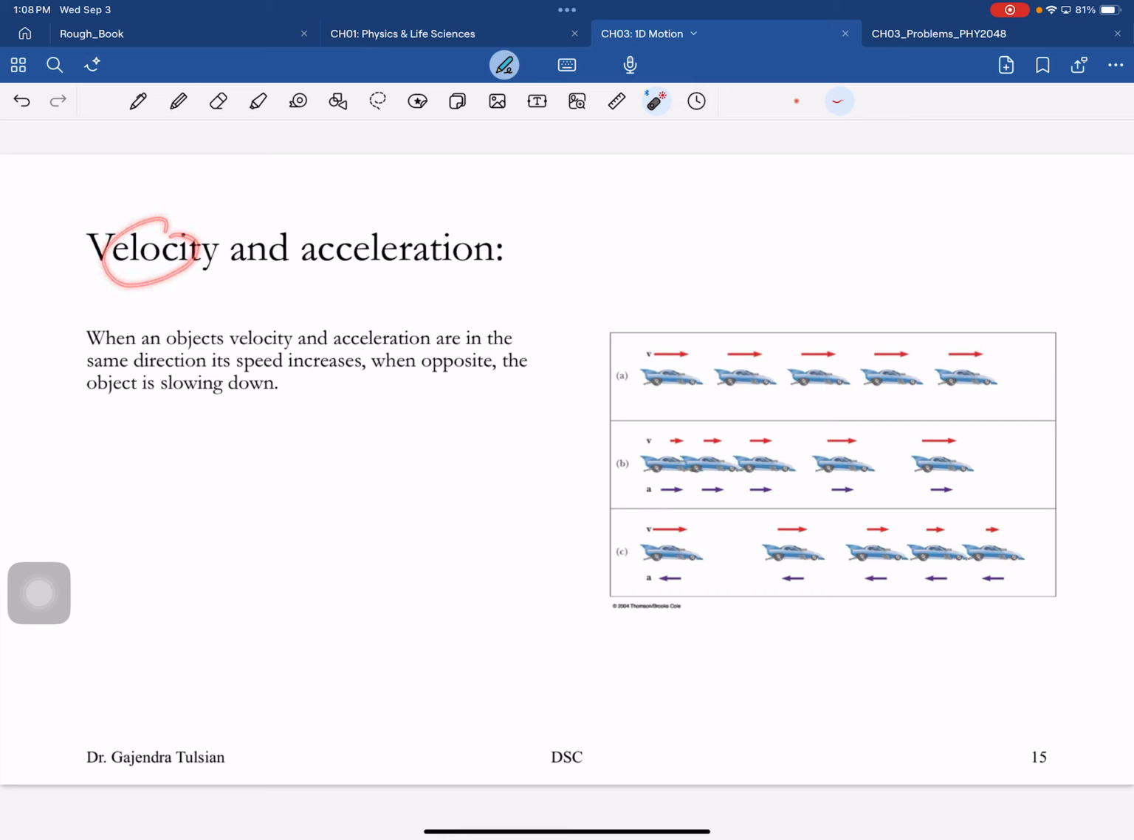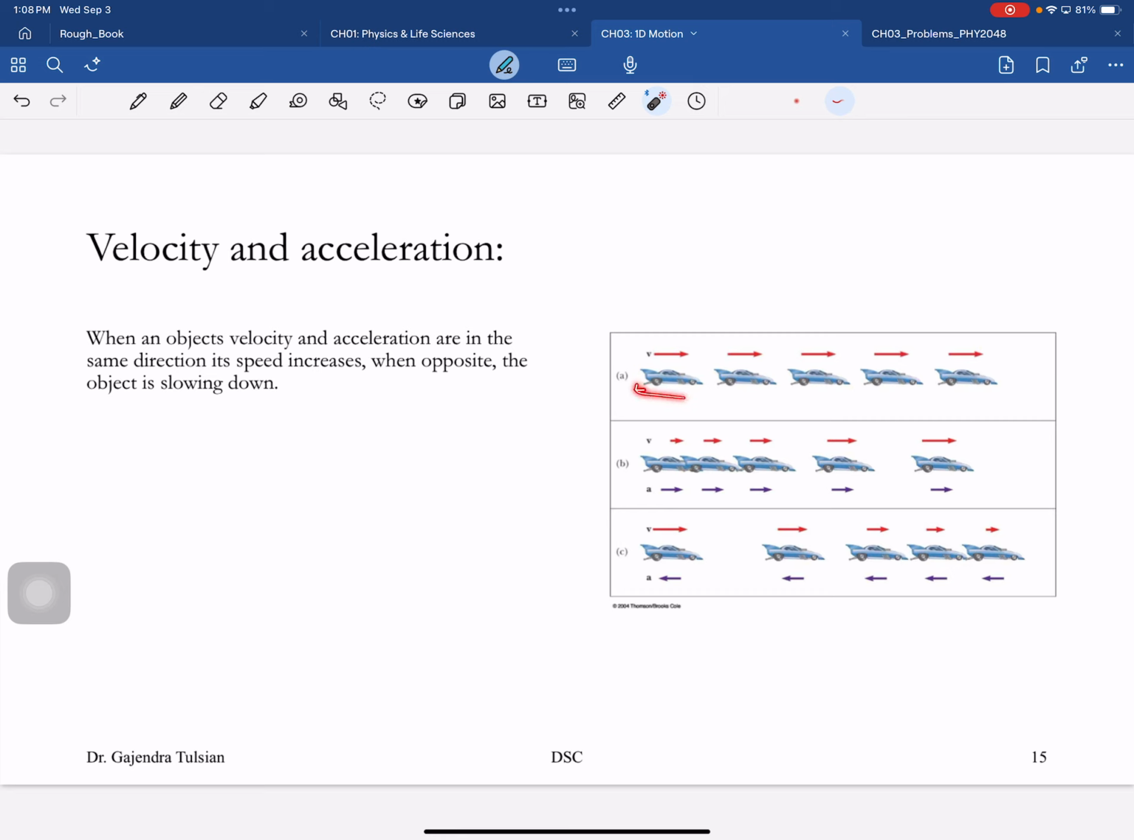Velocity is a vector. It has magnitude and direction. Acceleration is a vector. And how are the two related? Acceleration is the time derivative of velocity. Acceleration is the time rate of change of velocity.